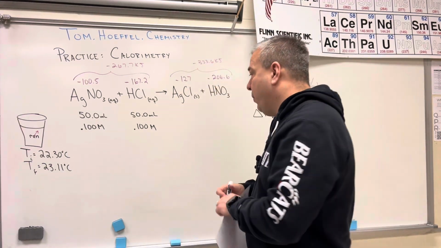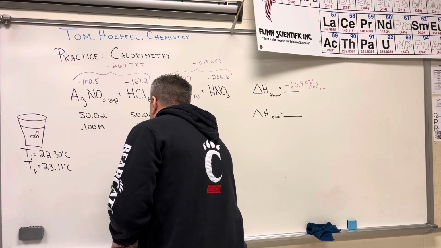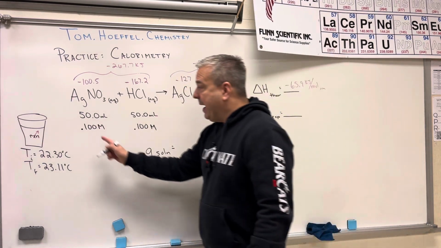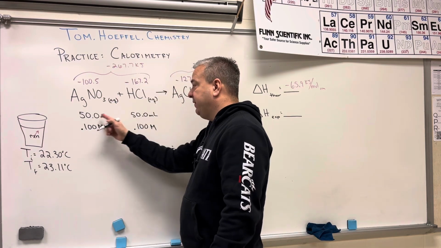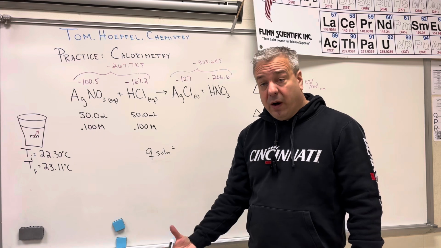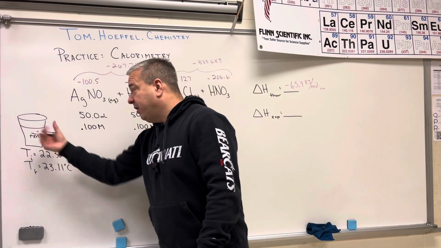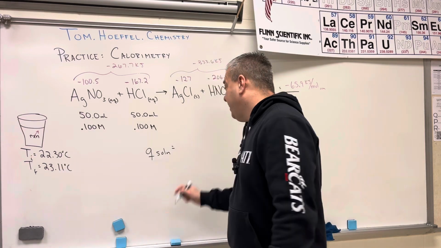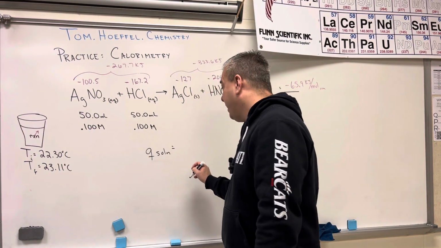So what we're going to do is figure out the heat flow going into the solution. The mass of this is going to be 100 because 50 and 50 milliliters together is 100 milliliters. The density is around 1 gram per milliliter. So if I have 100 milliliters in here and the density is 1 gram per 1 milliliter, then I'm going to have 100 grams for my mass.